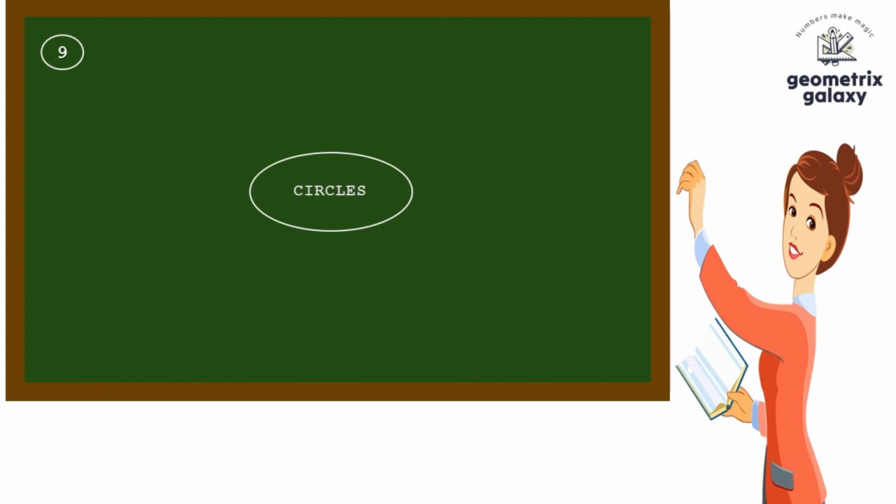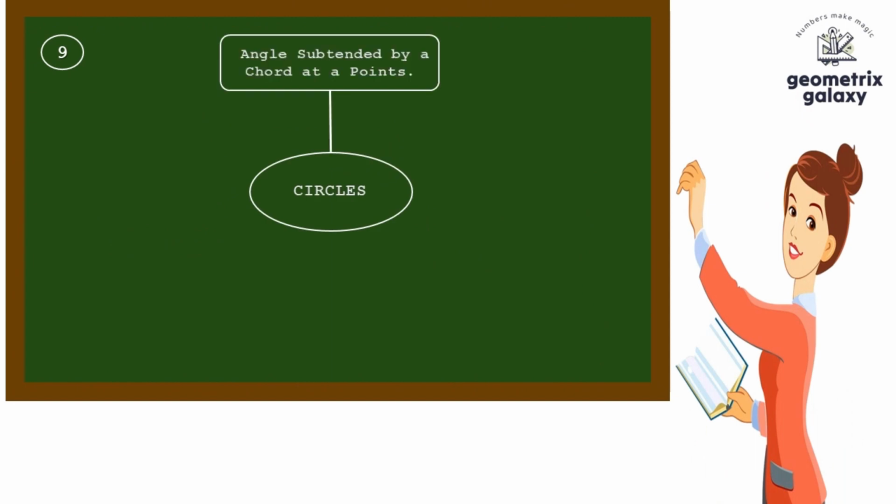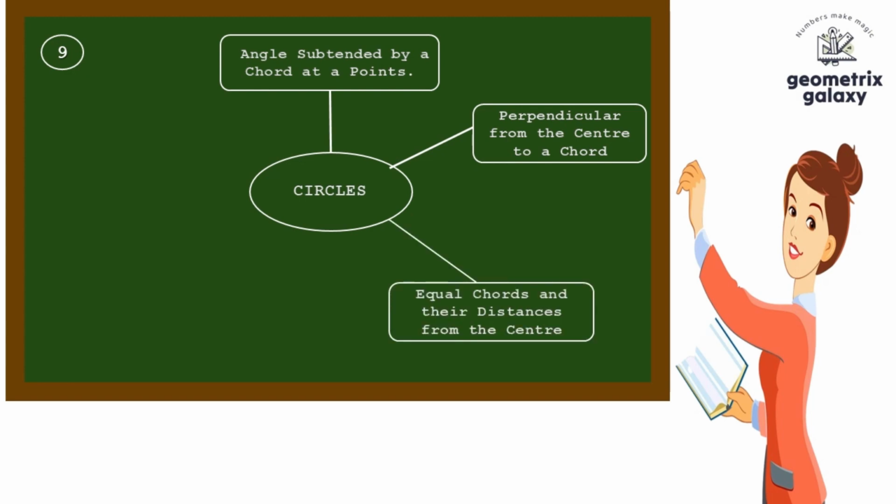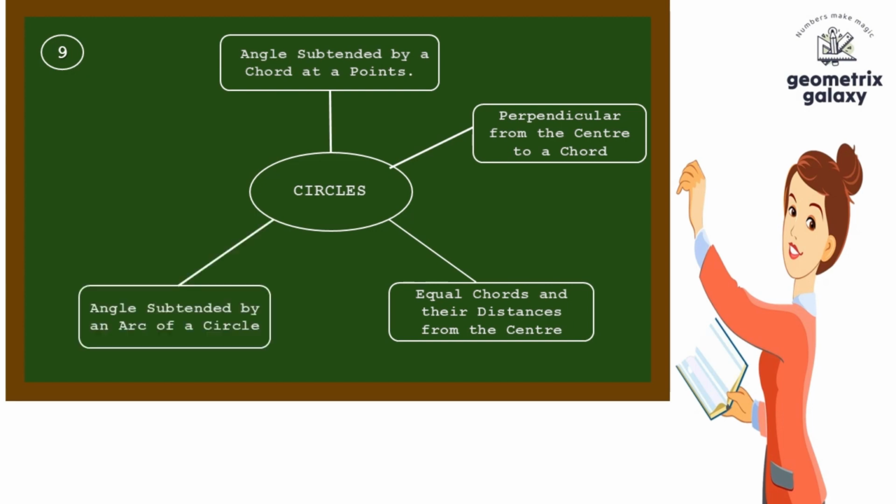Our 9th chapter is circles. Here we will study many properties of chords, such as equal chords of a circle subtend equal angles at the center, and the converse of the same. Also, the perpendicular drawn from the center of a circle to a chord bisects the chord and vice versa. Equal chords of a circle are equidistant from the center, and chords equidistant from the center of a circle are equal. Apart from chords, congruent arcs of a circle subtend equal angles at the center.